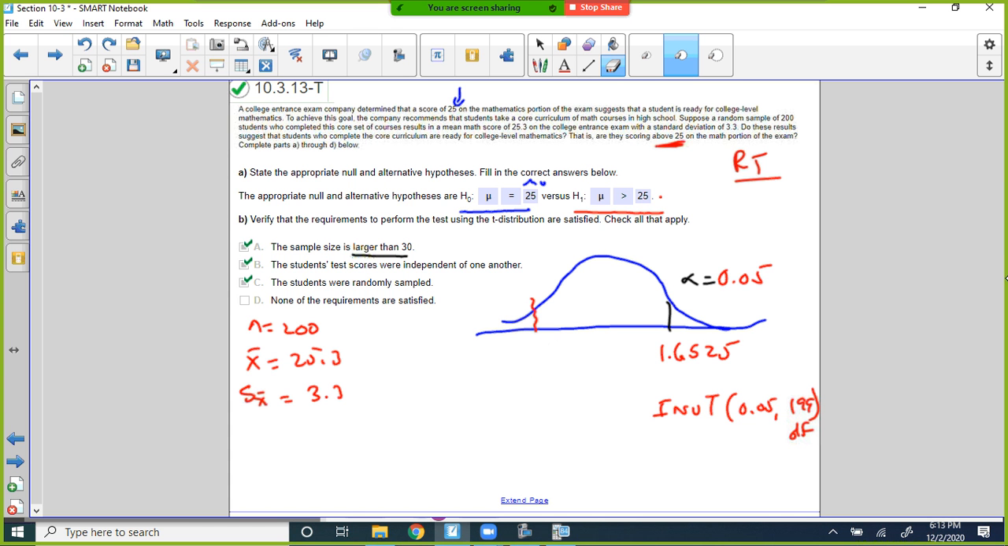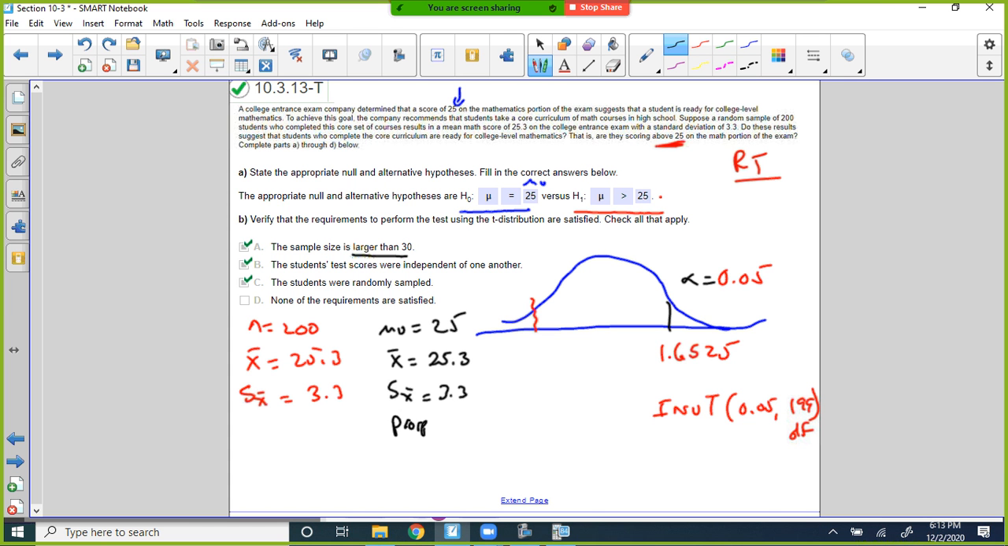Okay. Now, so when we do this, put this in our calculator, we need, let's see, we need mu naught, and mu naught is what? 25. What else we need? We need X bar, and that's what? 25.3. We need standard deviation Sx is 3.3. We also need what type of test we're doing, and that is a right tail. No, we got one more thing. Sorry. And back up. Forgot this one. n is 200, and then what kind of tail is it? And it is a right tail, right?